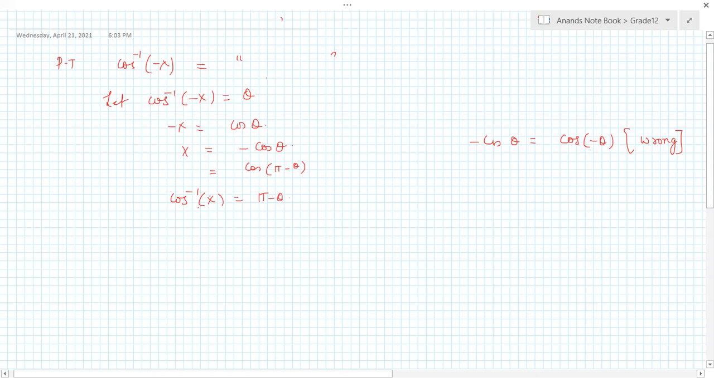cos inverse of x is equal to pi minus theta. So what is theta here? Theta is nothing but cos inverse of minus x. So cos inverse of x is equal to pi minus cos inverse of minus x. Correct, no?